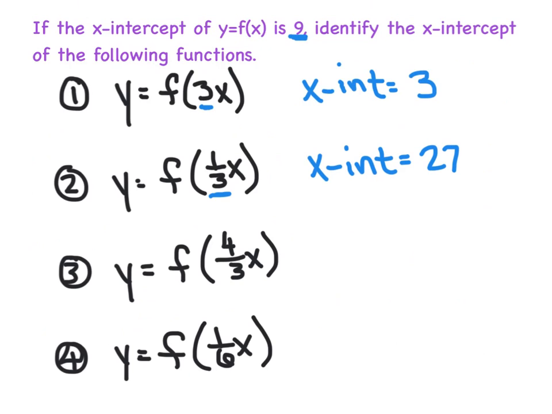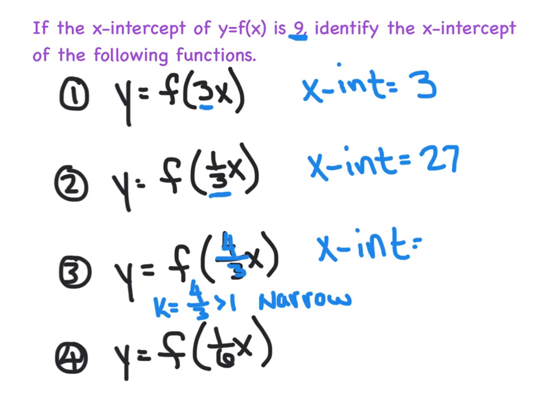Let's see. Now, how about this number? If I have a 4/3, is that making my graph wider or more narrow? And that's just kind of a question for fun. Well, we could say k is equal to 4/3, which is greater than 1, so we're making a new graph that's more narrow. Either way, all we have to do to answer this question is take the 9, divide it by 4/3, and that's going to give me a new x-intercept of 27/4. Or you could turn that into some kind of decimal if you want, and it doesn't matter as long as your answer is equivalent to 27/4.